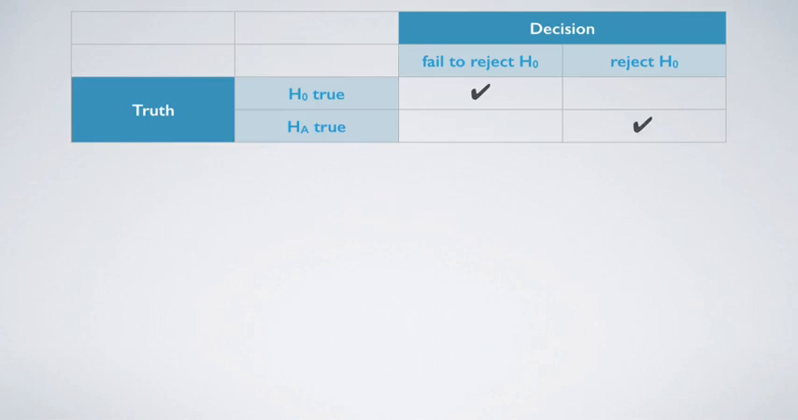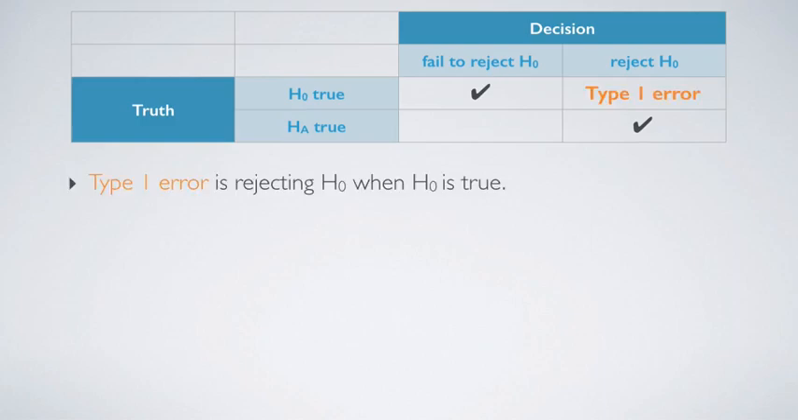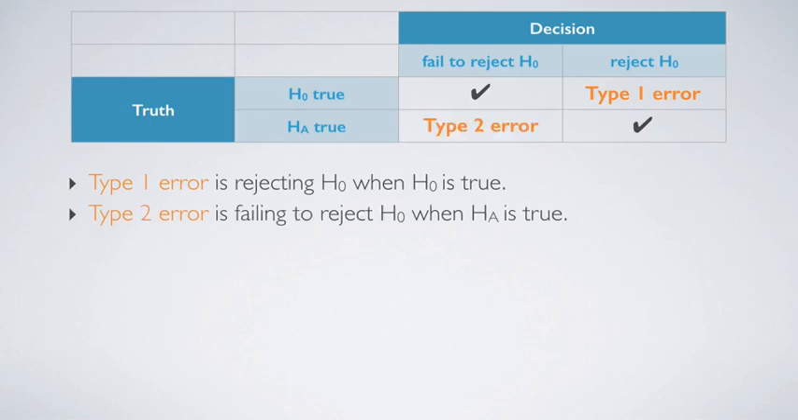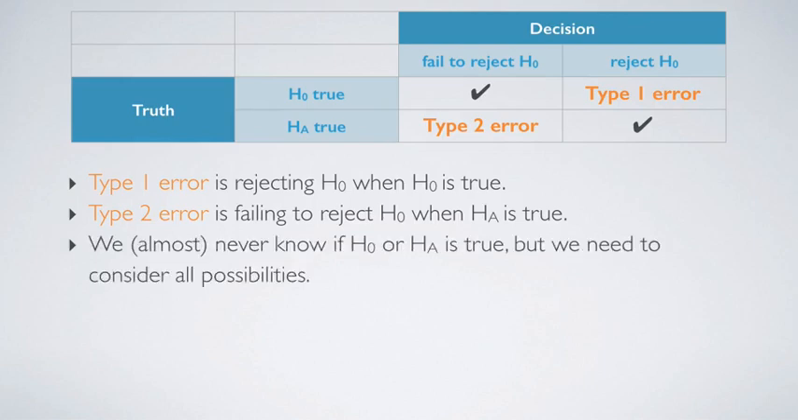But how about the other two cells? A type 1 error is rejecting the null hypothesis when the null hypothesis is actually true. So in other words, rejecting the null hypothesis when you should not have. A type 2 error is failing to reject the null hypothesis when the alternative is true. In other words, it's failing to reject the null hypothesis when you shouldn't have. We almost never know if the null or the alternative is true, but we need to consider all possibilities.